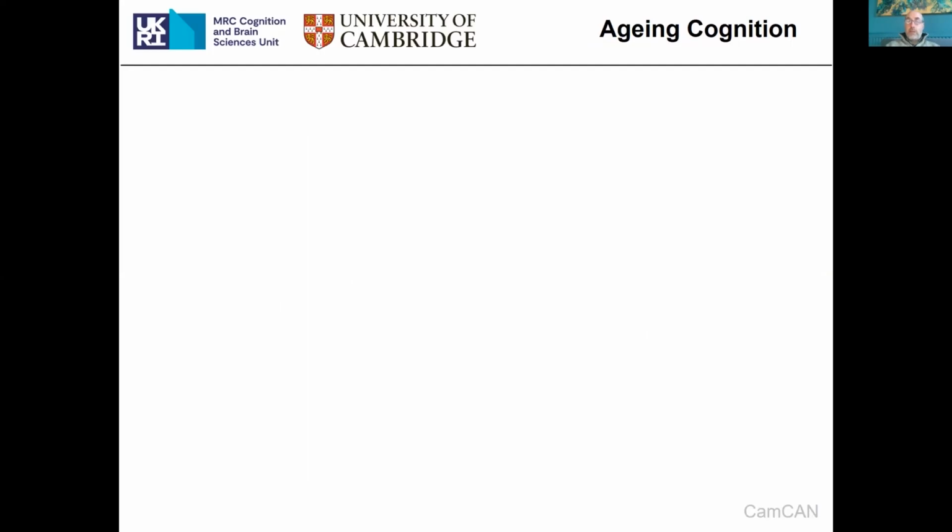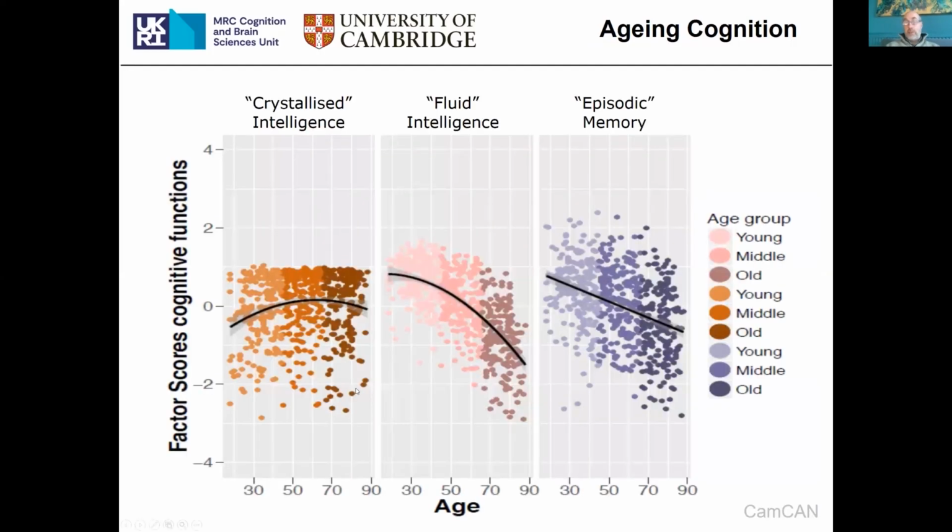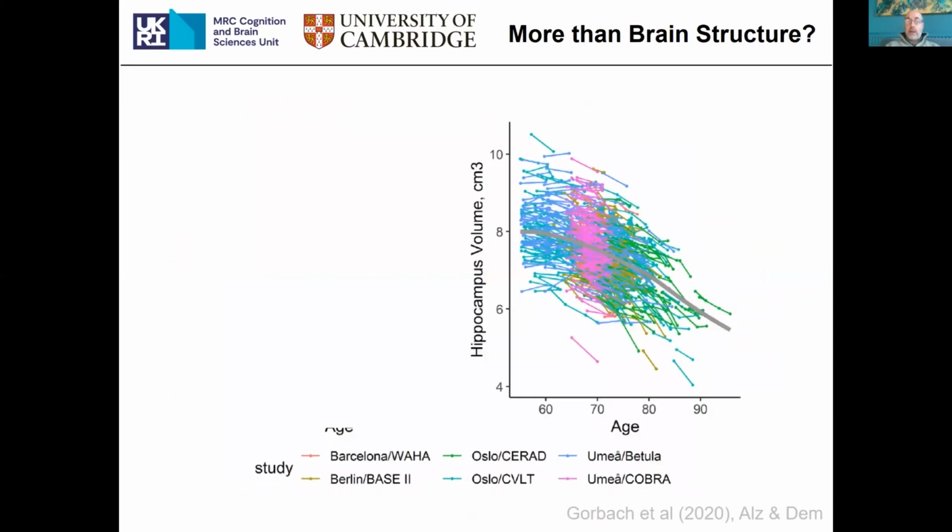We also know that age affects our cognitive abilities, at least some of them. So what we call crystallized intelligence, or language, world knowledge, etc., doesn't tend to decline much, whereas fluid intelligence, the ability to solve novel problems, does decline dramatically, as does, as we often experience, our memory as well, or episodic memory. So at least some types of cognition do change dramatically with age.